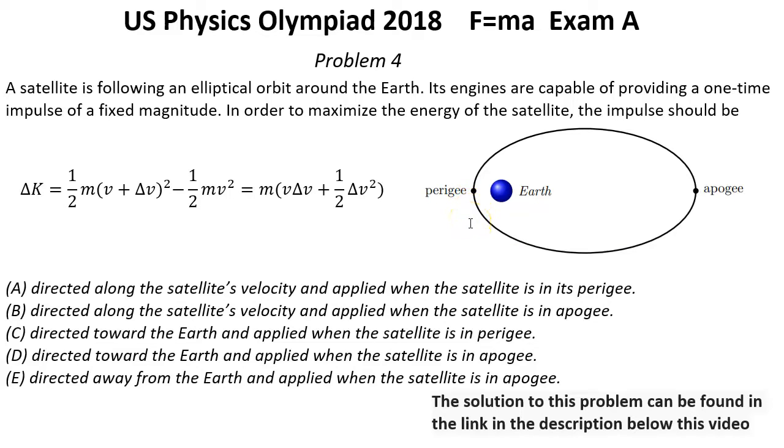So that's the answer for problem 4. Answer is A. Directed along the satellite's velocity and applied when the satellite is in its perigee. That was the solution for problem number 4.